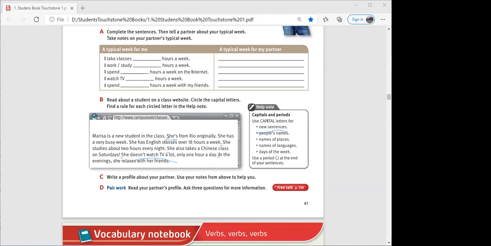People's names. Marisa. Names of places. Rio. Yes. Names of languages. English. Muchos que ponen English con minúscula. English, Spanish, Italian, Portuguese, all is with capital letter. Okay. Days of the week.